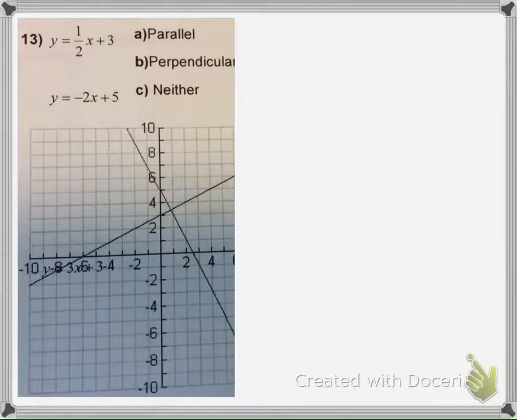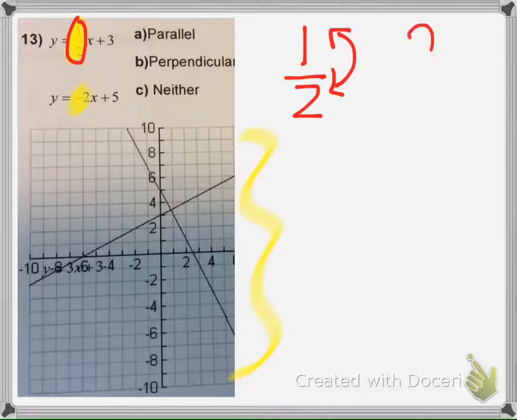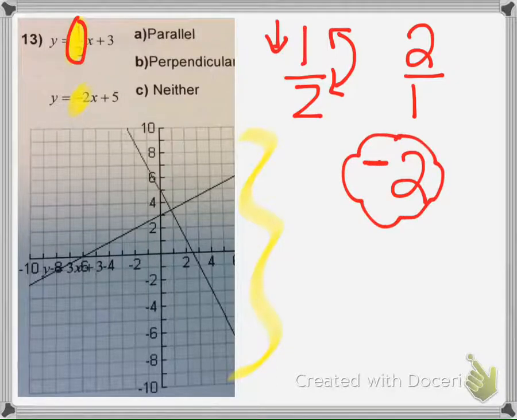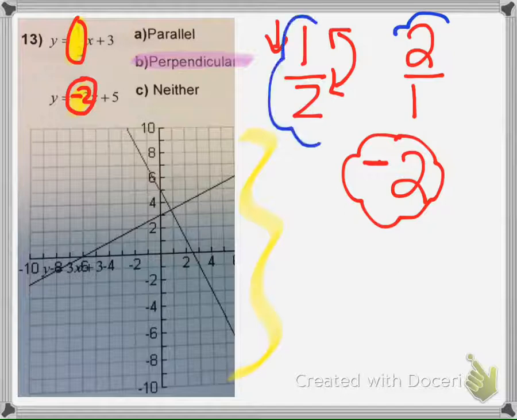Now if we take a look at this example here, again, ignore the picture, pretend like it wasn't there. You would look in front of the x, and we have a 1/2 in front of this one. And if we flip it, we would have 2 over 1, which is just 2. And since this is positive, we need this one to be negative. And if we look at this equation right here, you will notice there's a -2 in front. So therefore, we would know that the equations are perpendicular because the slopes are negative reciprocals. One is positive and one is negative, and they're reciprocals of each other.